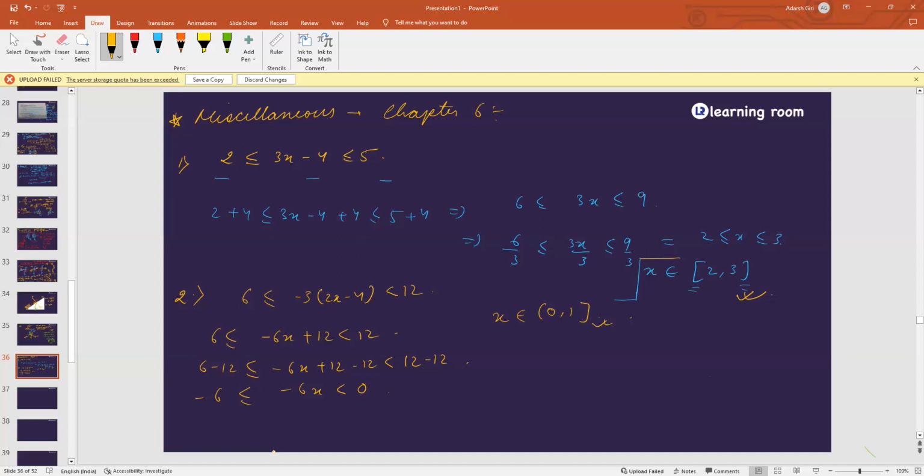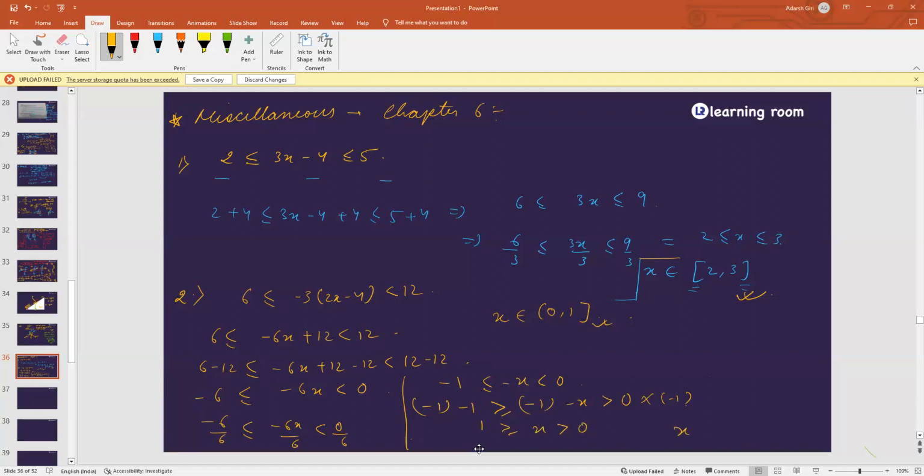See, the negative sign has different implications. So you have to consider very carefully when you're doing operations with the negative sign. First I'll be dividing it by 6. So minus 6 by 6 less than equals to minus 6x by 6, then 0 by 6. Then it will be -1 less than equals to -x less than equals to 0. Now, if you multiply with -1, multiplying with -1 changes the direction. This is what is happening here. It will be 1 greater than equals to x less than 0.